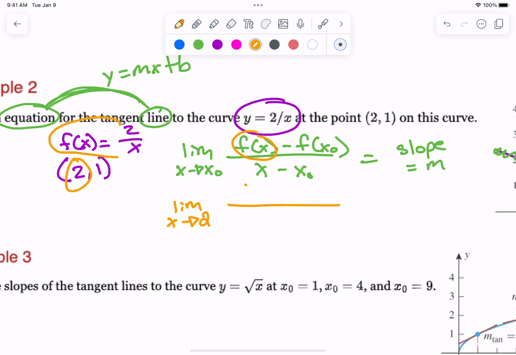F of x is this function right here. 2 over x, right? You see that? 2 over x, that function, minus, okay, now f of x naught was 2, right? And now I plug 2 into there. What's that? 1, okay? Over x minus x naught, so x minus 2. X naught is 2, right?